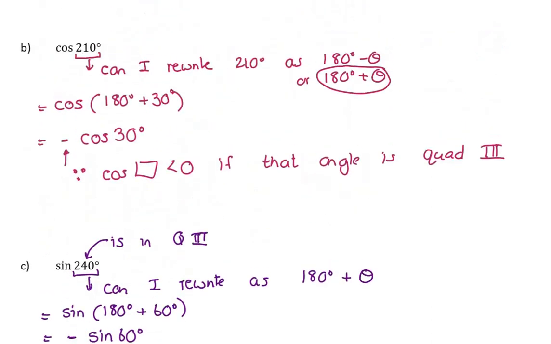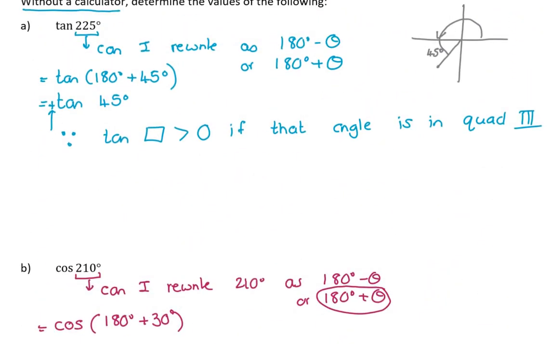Now let's go back to all these questions. Now that we have gotten these down to acute angles, which are special angles, we should be able to tell what this equals simply by using our special angles. So what is tan 45 equal to? Tan of 45 is 1. So tan of 225 actually simplifies to 1, and I can do that without a calculator because I can first reduce it to tan of 45 and then I can actually write that as a number.